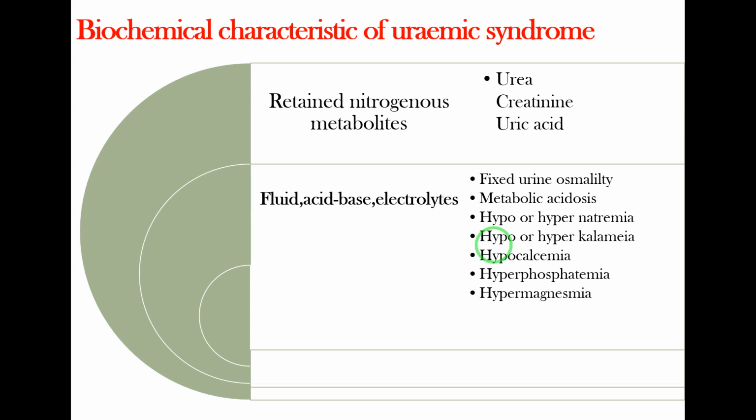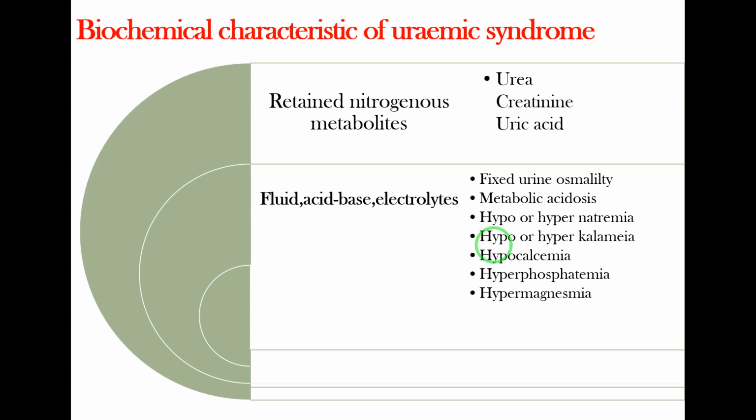There will be metabolic acidosis. Why? Because of failure to excrete the hydrogen that is formed as a result of normal metabolism. If this hydrogen is not excreted in the urine, it will remain in the body and result in acidosis, along with failure to reabsorb the bicarbonate, which is the basic compartment. Failure to regenerate bicarbonate results in metabolic acidosis.